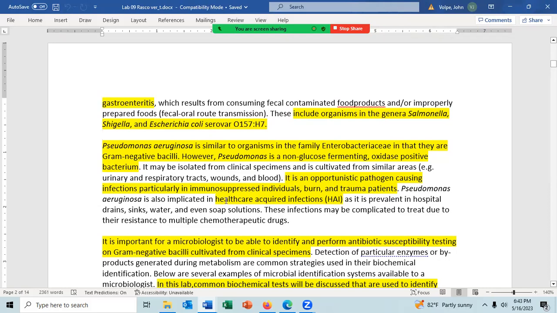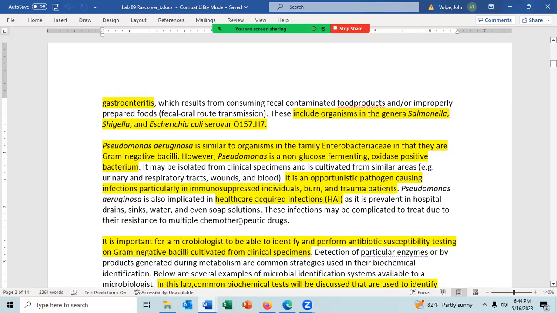Pseudomonas aeruginosa is considered an opportunistic pathogen. It particularly can cause infections in immunosuppressed individuals, burn patients, and trauma patients. Fortunately, Pseudomonas aeruginosa rarely infects a healthy individual because it has a hard time getting established on a healthy patient, and it just does not do well getting through intact skin and intact mucous membranes. However, in a trauma patient, a burn patient, or an immunosuppressed individual, Pseudomonas aeruginosa can get through. Obviously, a burn patient's skin is gone in the burn, and the trauma patient, depending on what the trauma is, can have defects in their skin or their mucous membranes, and Pseudomonas aeruginosa can get established.